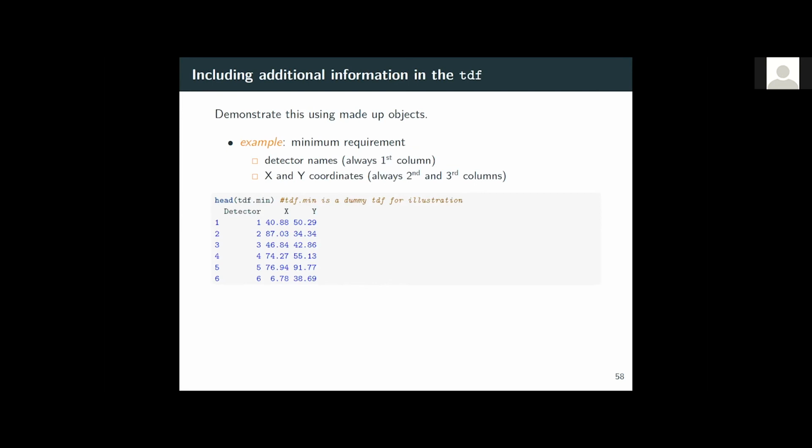So here, I'm just going to use absolute dummy data. I'm just going to make TDFs that are pure dummy data, just to show you what the structure is. And I think knowing the structure, you can construct it yourself with your own data quite easily. So here's the minimum requirement, the TDF min, I've called it. We have the detector name, the X coordinate, and the Y coordinate. And it always has to be in this order, first, second, and third column. So that's the minimum requirement.